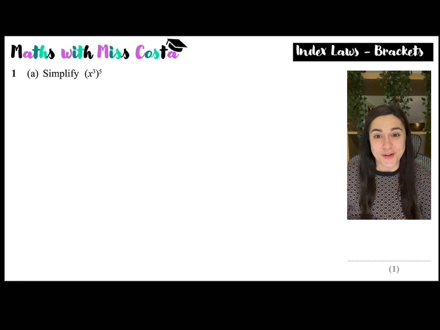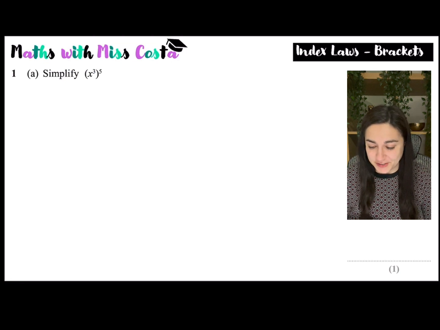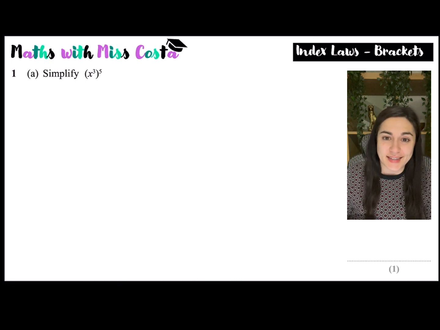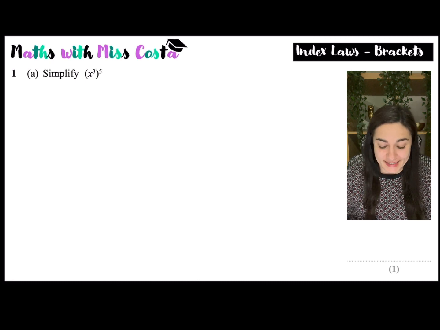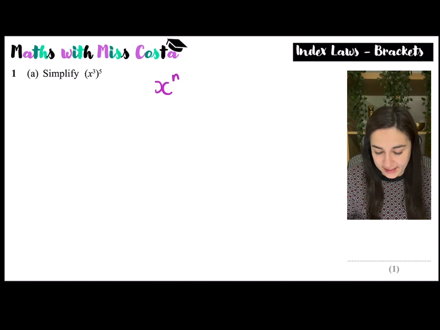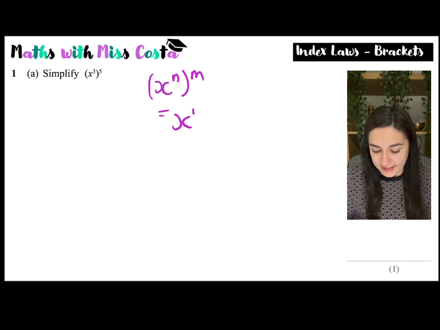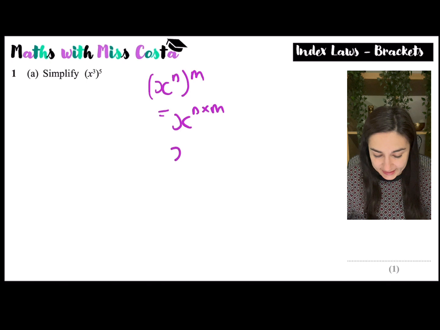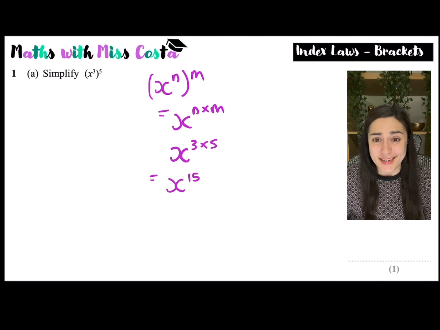Okay, so we're starting off with a simplifying question. So we've got index laws. Now, the law of indices states that when indices are in brackets, I multiply the powers. So if I had x to the power of n, to the power of m, that would become x to the power of n times m. So all I would do in this case is do 3 times 5, which is x to the power of 15. But just in case this is a little bit confusing to you, I will show you why.